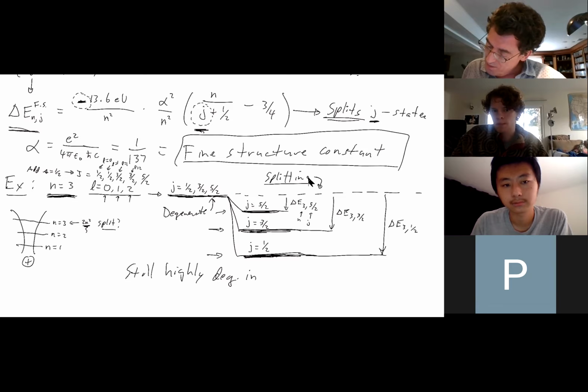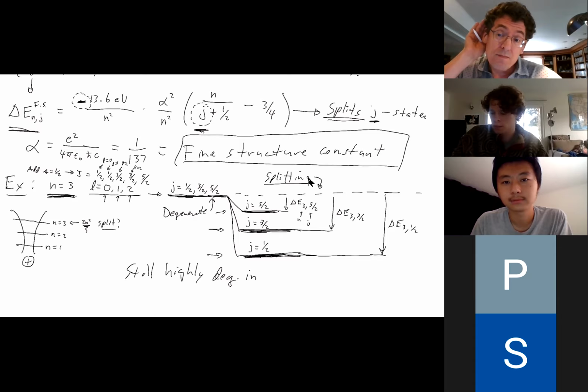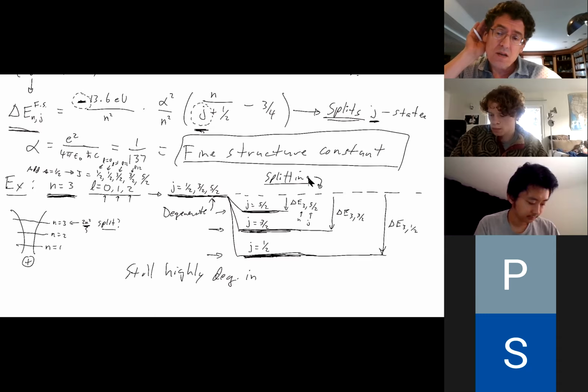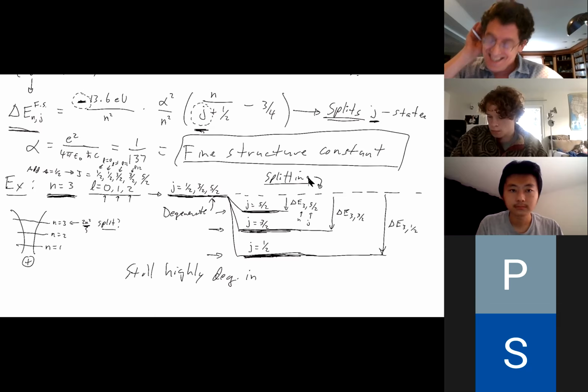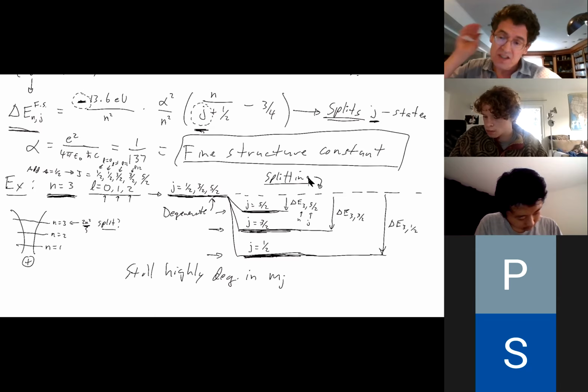I meant the M corresponding to J. Are they degenerate in JZ? Yes, and what is that quantum number called? That's MJ. Yes, exactly. Perfect. It's degenerate in MJ. What else is it degenerate in? There's another quantum number too.